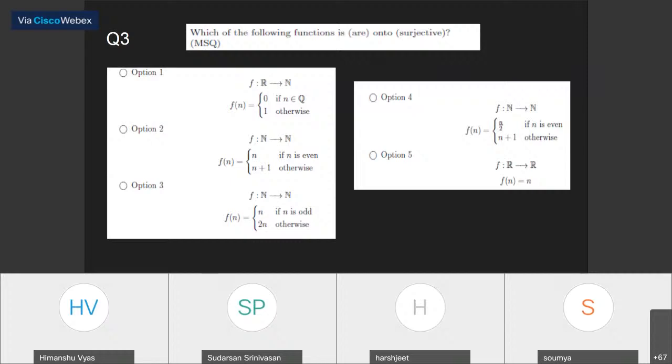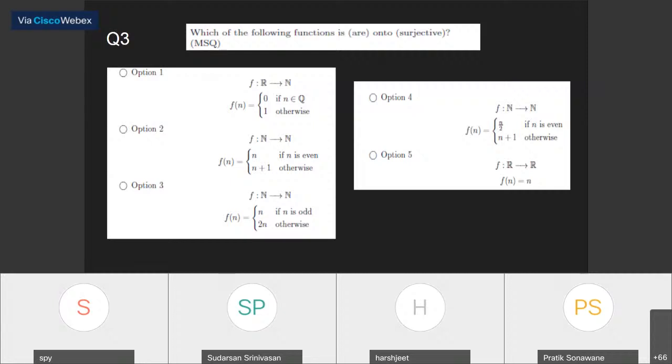Sir, I'm asking a question about the final paper. Do we have to exclude one-to-one functions also, or is it only about the surjective? This question is about surjectivity only, but one-to-one is also there in the syllabus. Sir, can you explain this question briefly? Which question? Sir, this one that is on the screen.